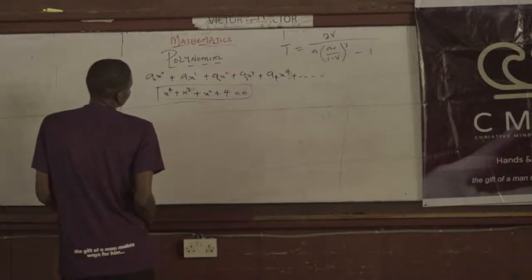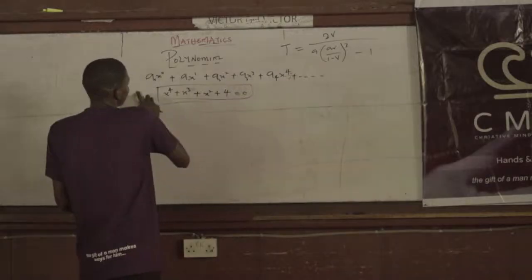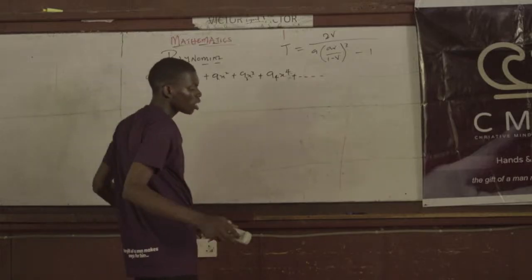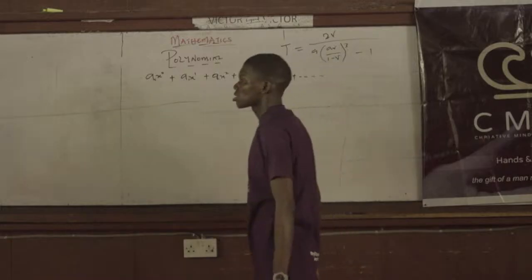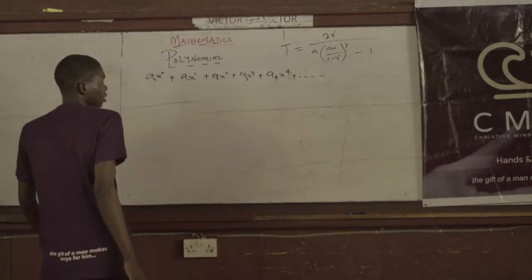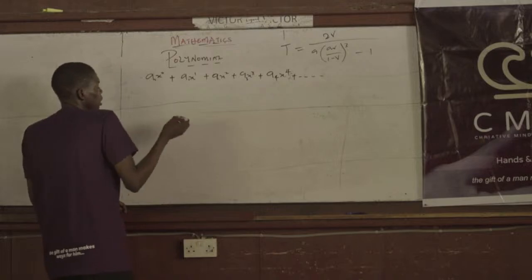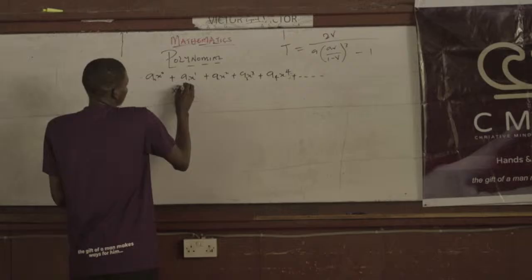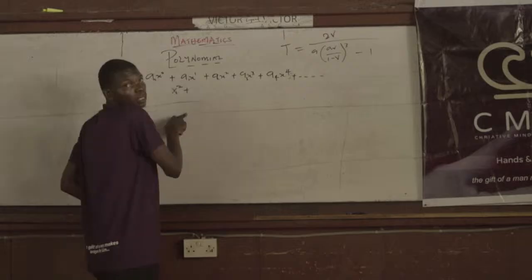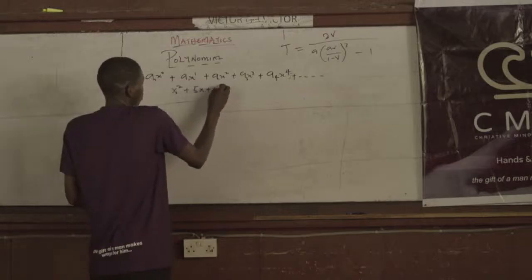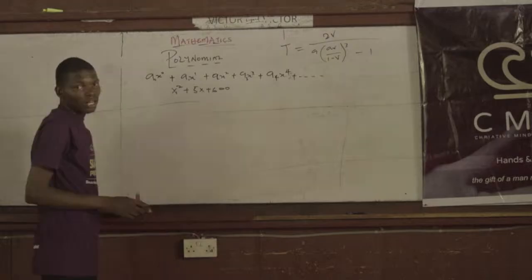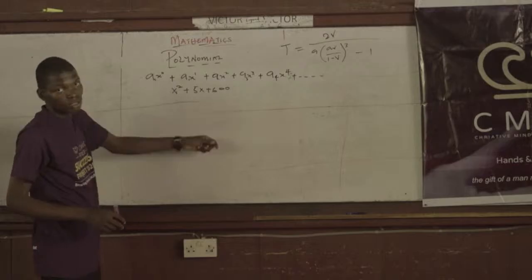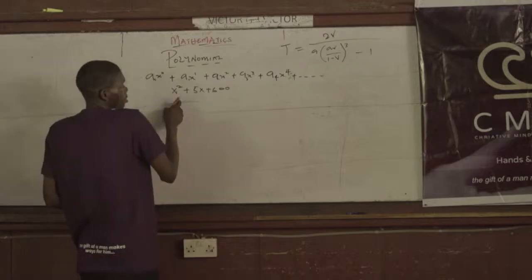So now, what do you mean by a factor? What do you mean by a remainder? Let's firstly talk about the factor first. Let's see, if I have something like s squared, which is an example of a polynomial. Let's take for instance s squared plus 5s plus 6 is equal to 0. If I try to factorize this, how can I factorize it?